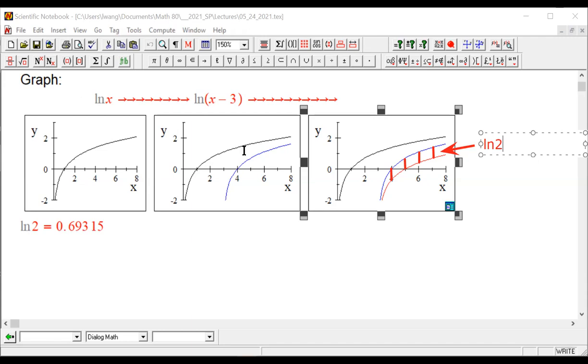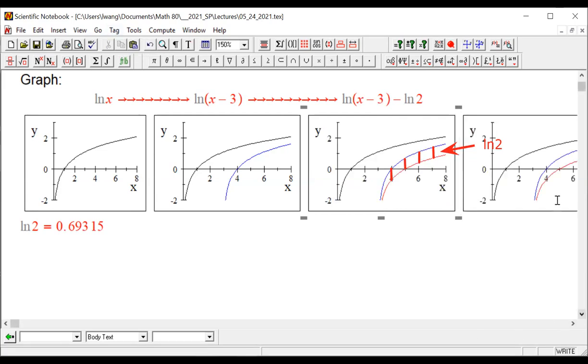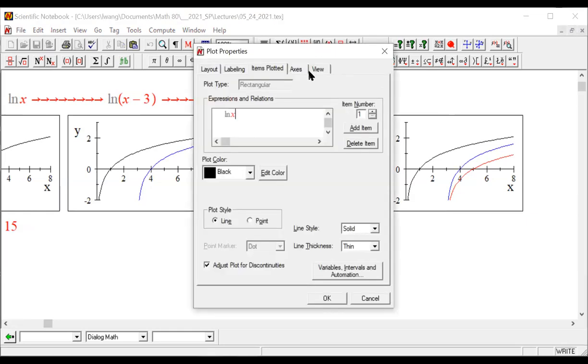So one is shifting right and then shifting down. So finally, the curve is going to be ln x minus 3 minus ln 2. So now we're going to have two pictures together, right? So we have this blue picture, and I'm going to remove some stuff. So the final picture is the red.